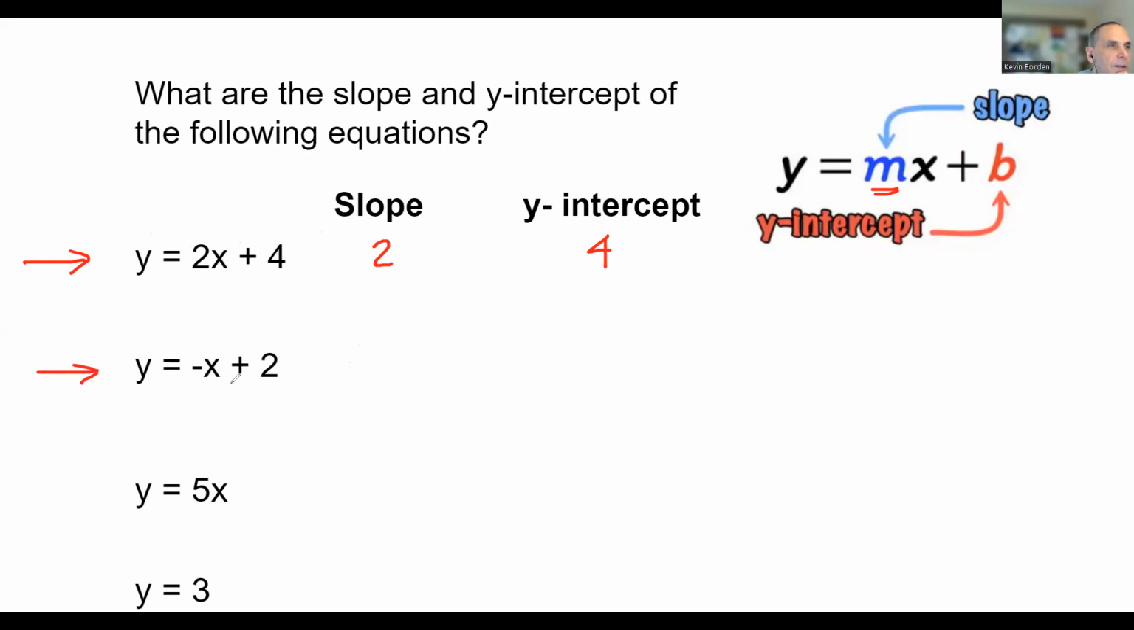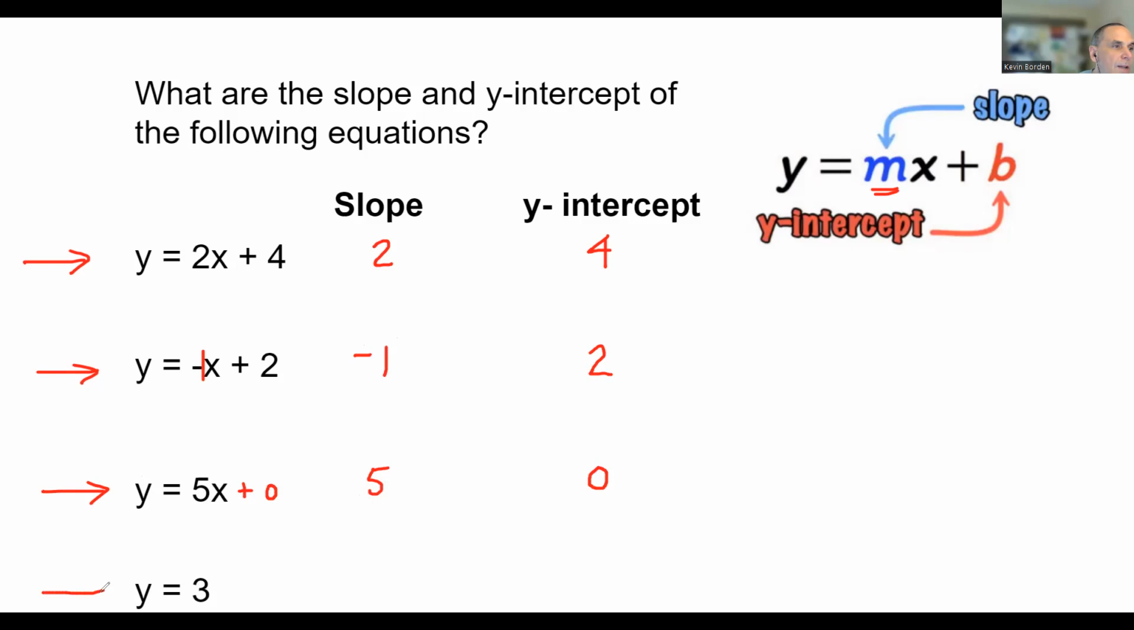Y equals -x plus 2. Well, the negative in front of the x means that our slope is -1. There's a hidden 1 in front of that x. And +2 means our y-intercept is 2. In this example, we have y equal to 5x. The number in front of x is our slope. That's 5. And we don't have anything being added or subtracted, and that's because it's 0. We don't need to write +0, but when it's missing, we would say our y-intercept is 0.